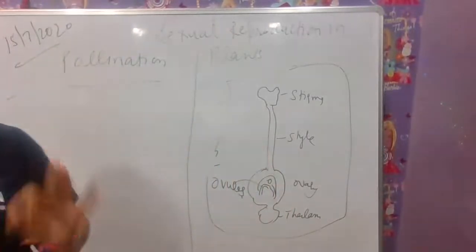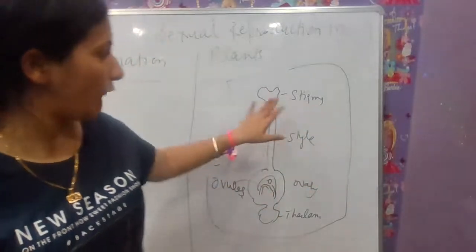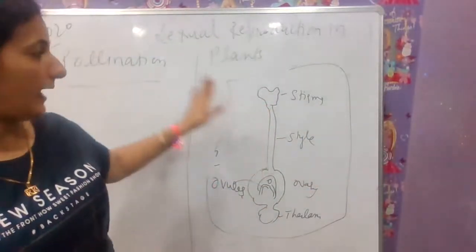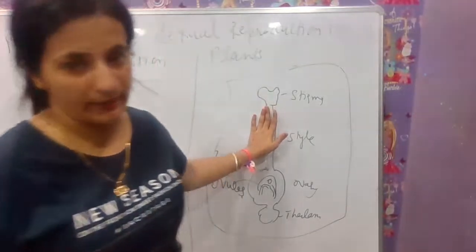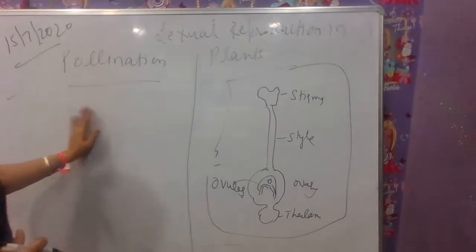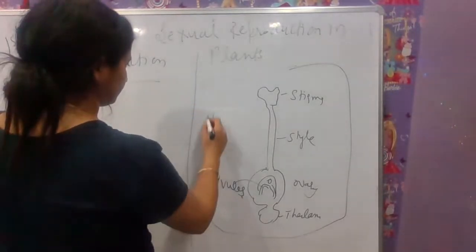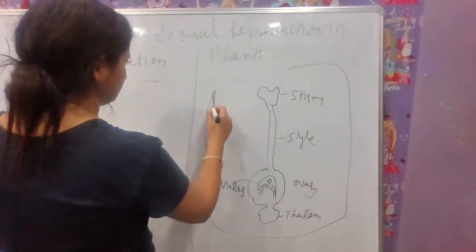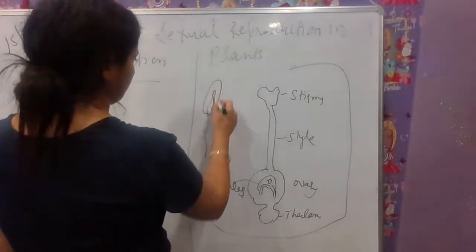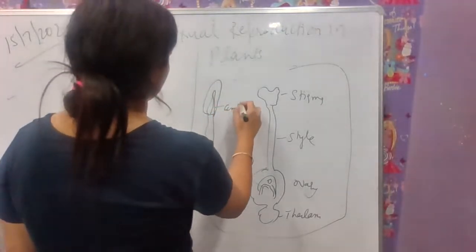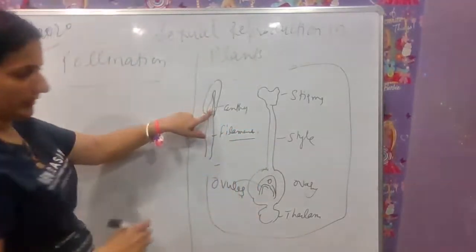Pollination is the transfer of pollen grains from the anther of a stamen to the stigma of a flower. Anther is the male part. Stigma is the female reproductive part. Okay? Here I just draw the structure of the anther also. This is the anther, bilobed anther, filament. It consists of pollen grains.